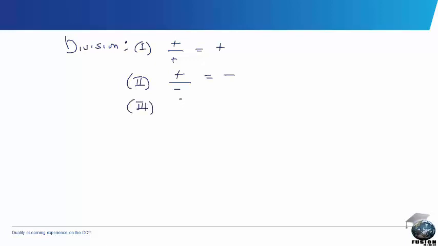Number 4 states that when a negative sign multiplies a negative sign, the outcome is positive. So we'll as well look at what happens with division. Rule number 1 in division states that when two positive numbers divide each other, the outcome is positive. Rule number 2 states that when a positive number is divided by a negative number, the outcome is a negative number. Rule number 3 states that when a negative number is divided by a positive number, the outcome is negative too. And rule number 4 states that when a negative number divides a negative number, the outcome is a positive number.